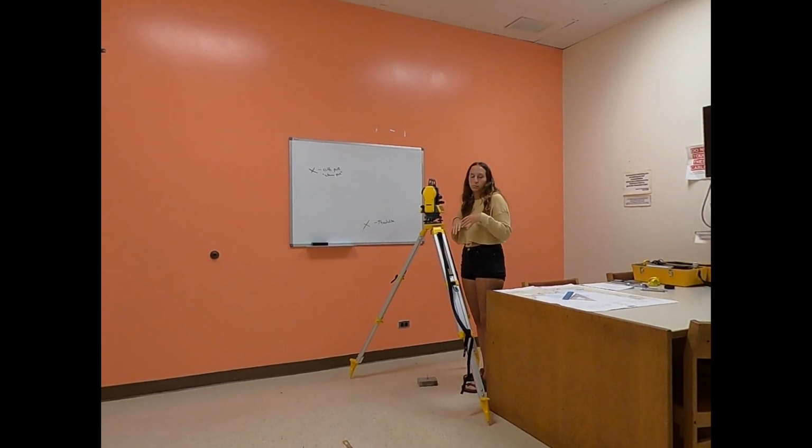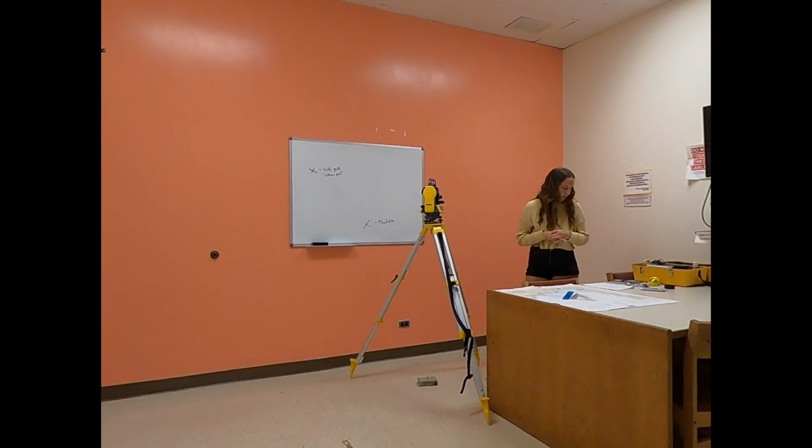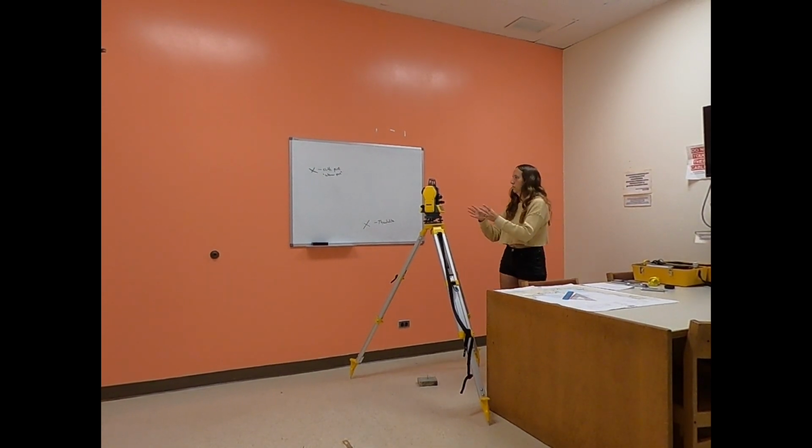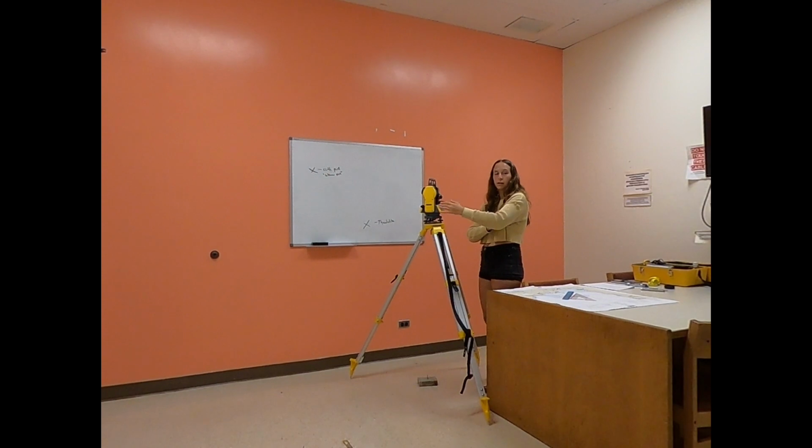Once you're on your point, you are now going to think about whether you're going to be turning your reference point either to your left or to your right. Today it's to my left, so I will then be turning the theodolite to the right. So we want HR to be on.